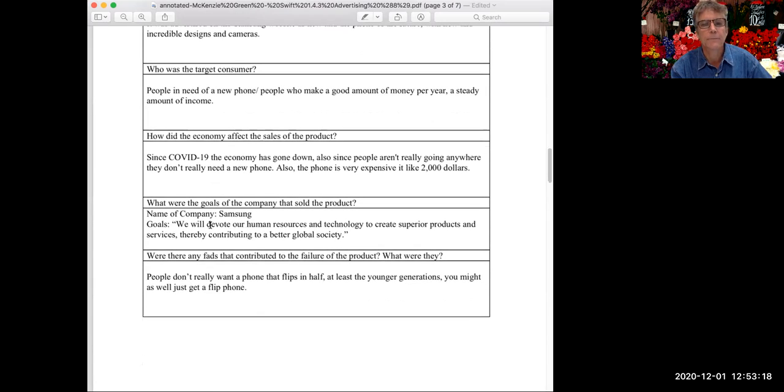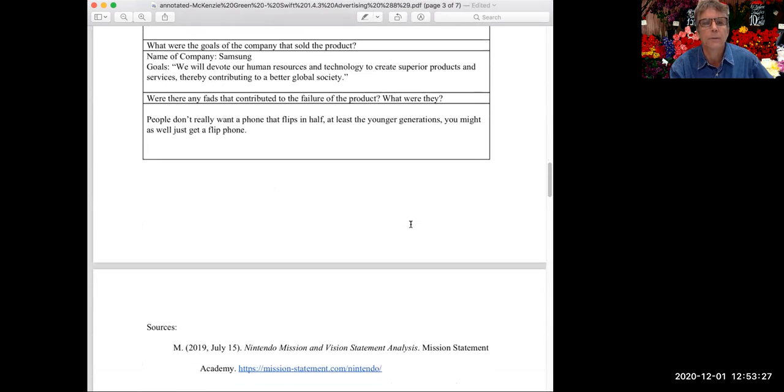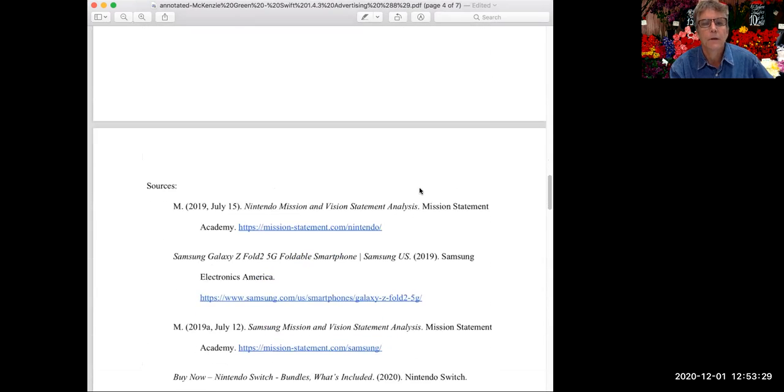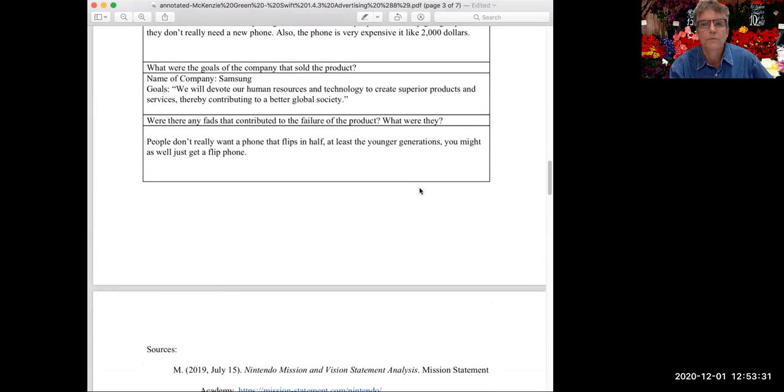Also, the phone is very expensive, about $2,000. The company is Samsung. Their goal is that we will devote our human resources and technology to create superior products and services, thereby contributing to a better global society. And then here are the sources.